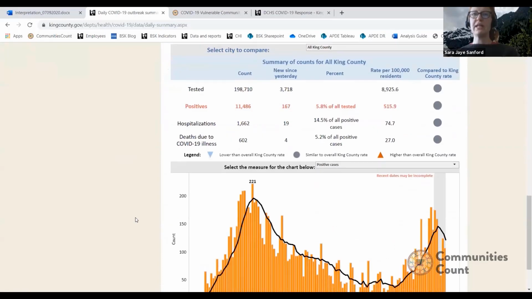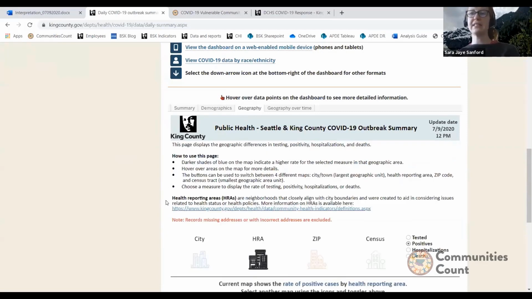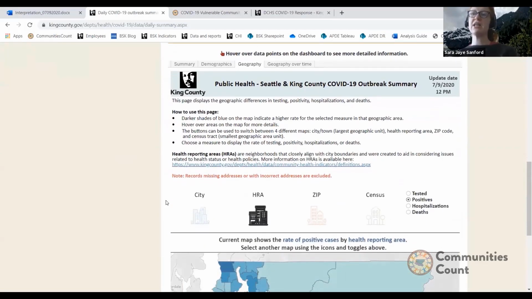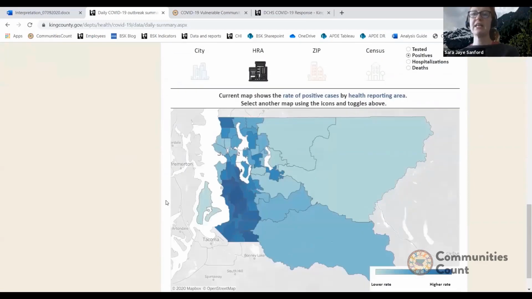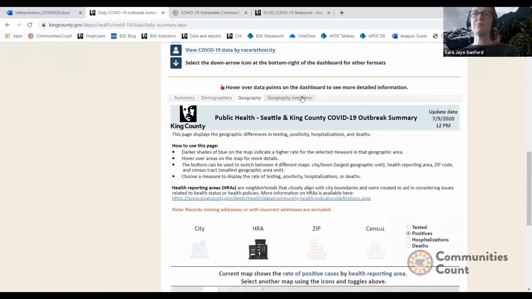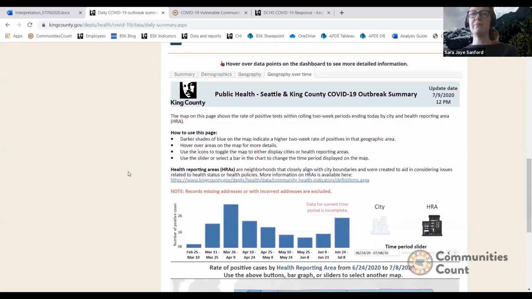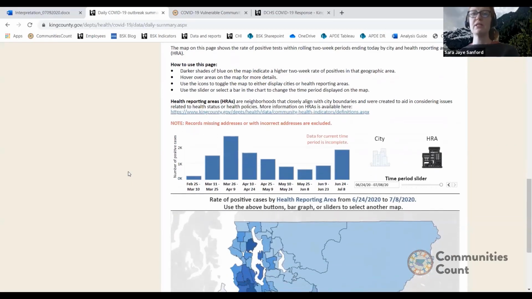So what we're looking at in the daily summary and the geography that Vanessa showed us has the summary of all of the cases, all of the testing, all the hospitalizations, and all the deaths that we have tracked from the very beginning of the outbreak. And if you're curious about more recent data, Sarkis points out that the geography over time might be a potentially more helpful spot to go to.